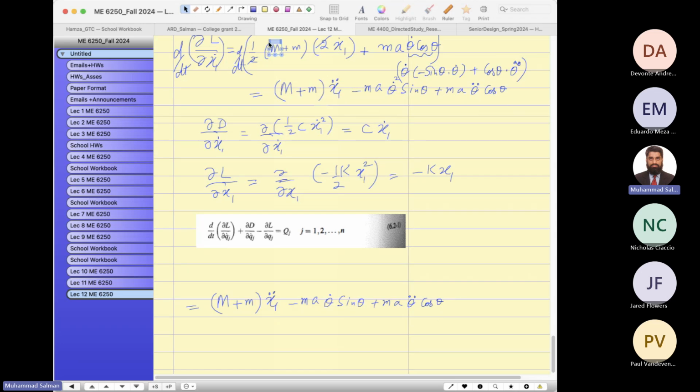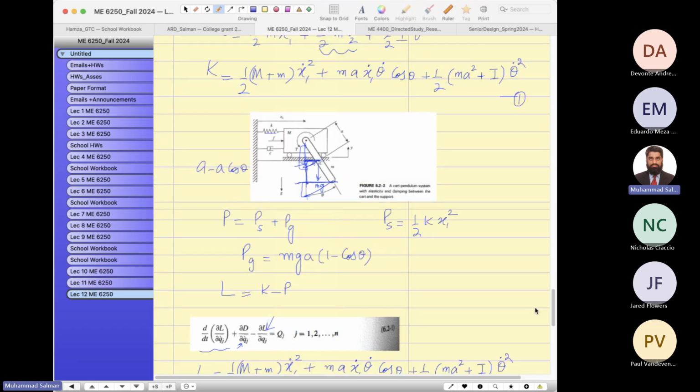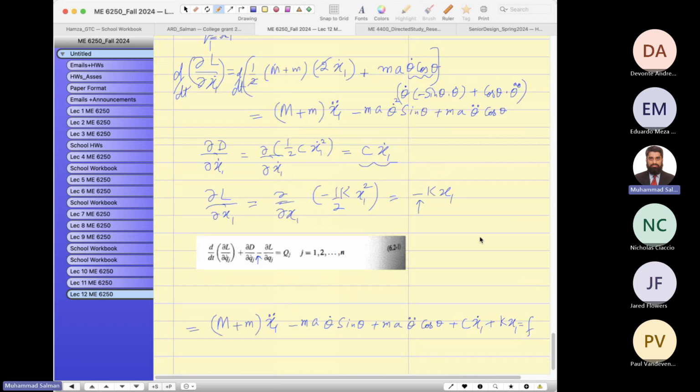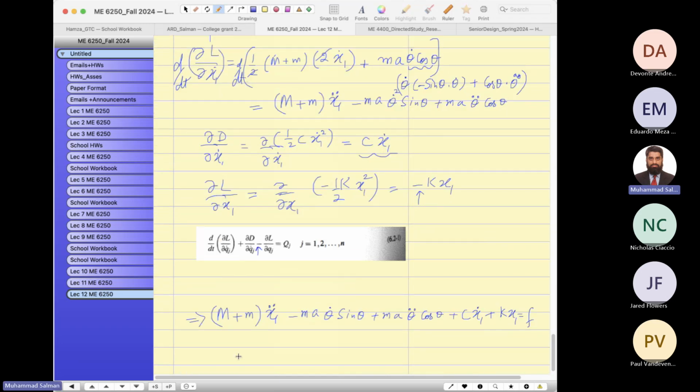And the second term is plus cx dot c, this one, cx1 dot. The third term is negative times, this is negative coming from the equation, and this has negative in this term, so it would be positive kx1 equals to f, because this is under the generalized force being applied, so the right hand side is not equal to zero, but q1 equals to f. Let me show you, q1 equals to f, q2 in this case is torque. So now this is the complete equation of motion for the first mass.